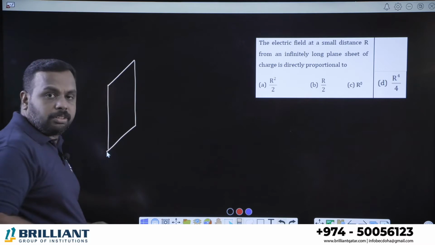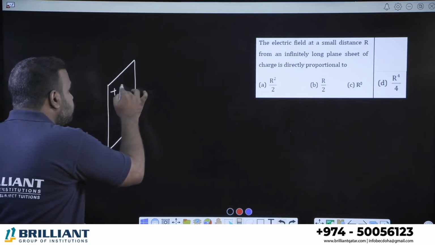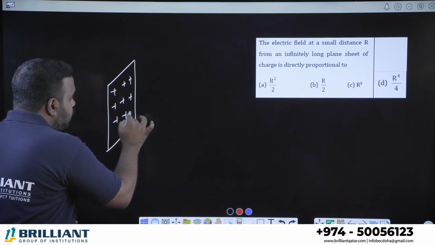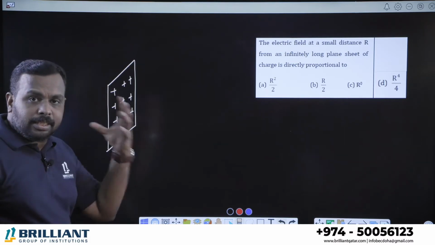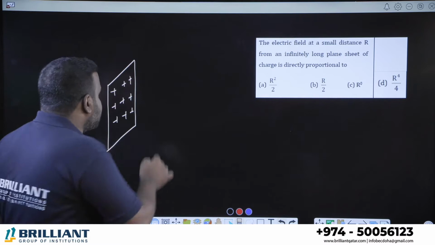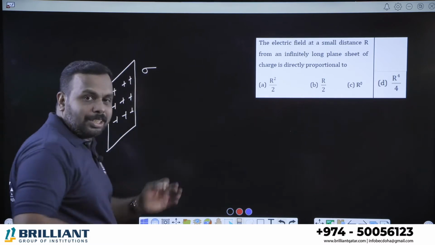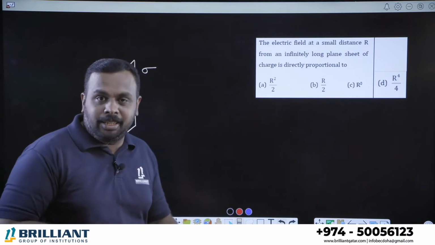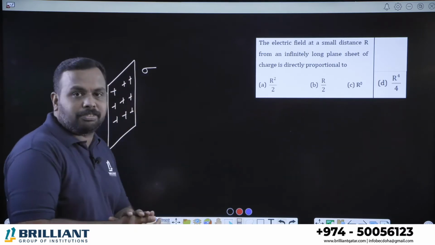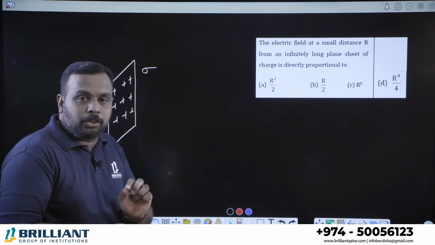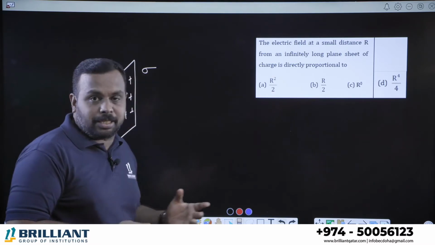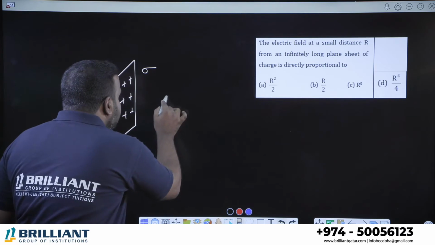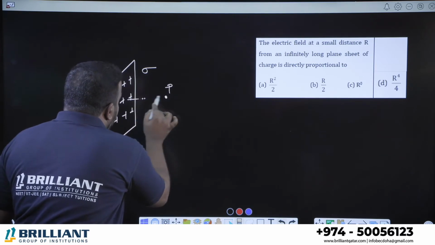Look at this. Let it be a plane sheet of charge and it's given some charge. So let us take this positive charge and the charge is uniformly distributed. And let the surface charge density be sigma. What is surface charge density? Surface charge density means it is charge per unit area. That means if you are taking unit area of this plate, within that unit area, how much charge will be there means that is sigma. That's the meaning of surface charge density. And you can consider any point P which is at a distance r from the sheet.